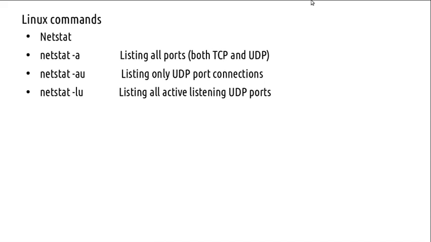Then we saw these commands. You can use netstat -a, netstat -au, and netstat -lu to list listening and active UDP ports. So that's regarding UDP.